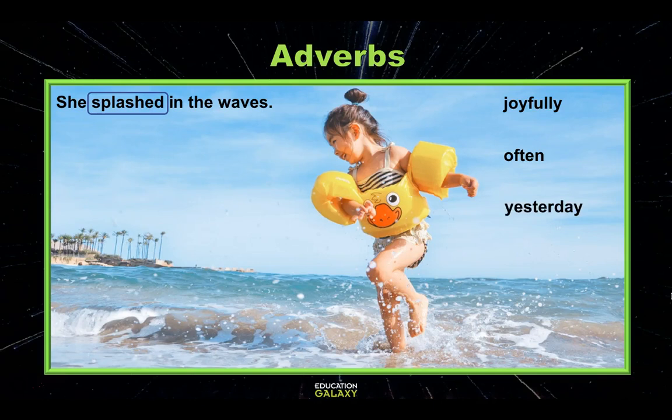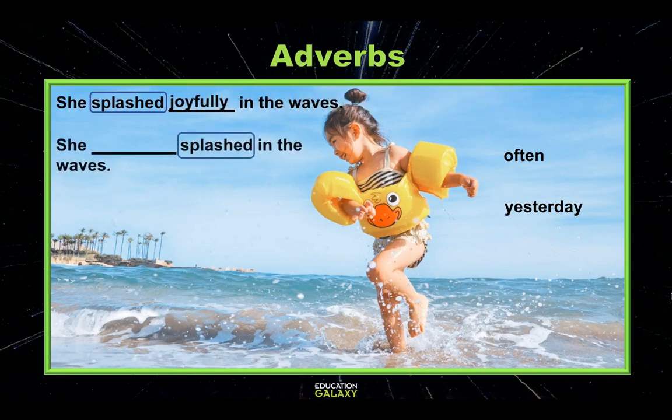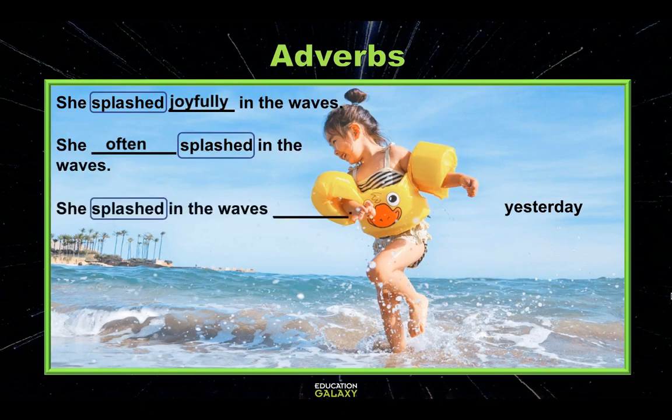Now, since these adverbs modify or describe a verb, you have a few options when it comes to the position. For example, you could put the adverb after the verb. She splashed joyfully in the waves. Another option is to put the adverb before the verb. She often splashed in the waves. A third example is to put the adverb at the end or the beginning of a sentence. So she splashed in the waves yesterday. You could also say, yesterday, she splashed in the waves.